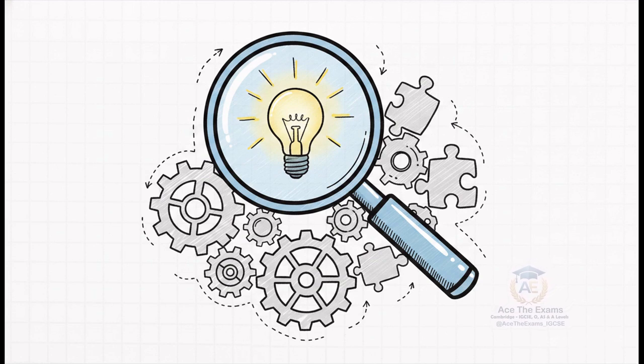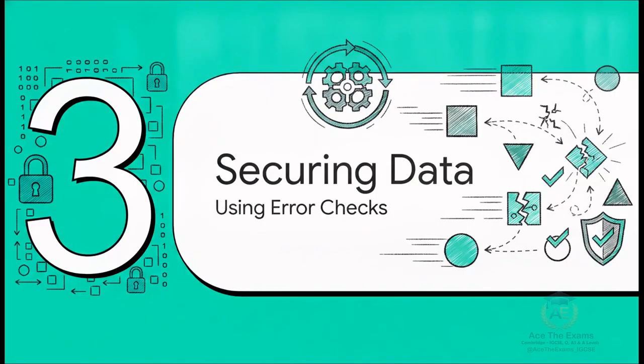It's a clue that guarantees top band marks. But first, to really make that framework obvious, we need to apply this workflow logic to a high-stakes scenario. Which brings us to our next section, Securing Data with Error Checks. This is honestly one of the most critical topics in Paper 1.